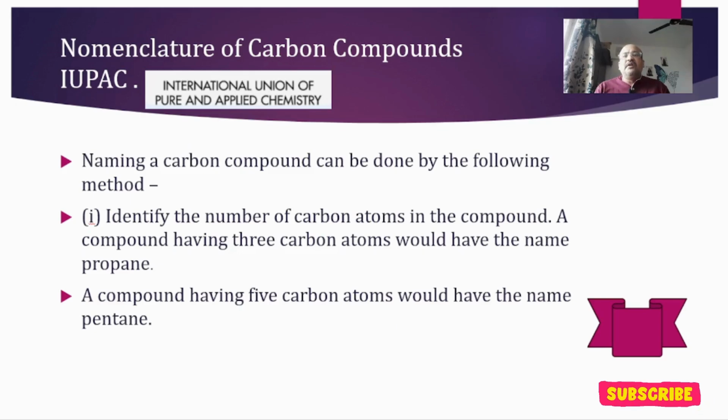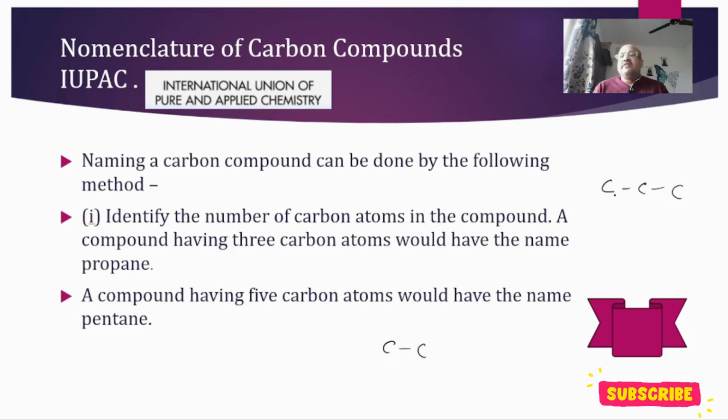Now let's see, step by step, how to name a carbon compound. Naming a carbon compound can be done by the following methods. Let's see one by one how to do it. First, identify the number of carbon atoms in a compound. Now see here: three carbons are there, 1, 2, 3 in this case, and 1 and 2 in this case.